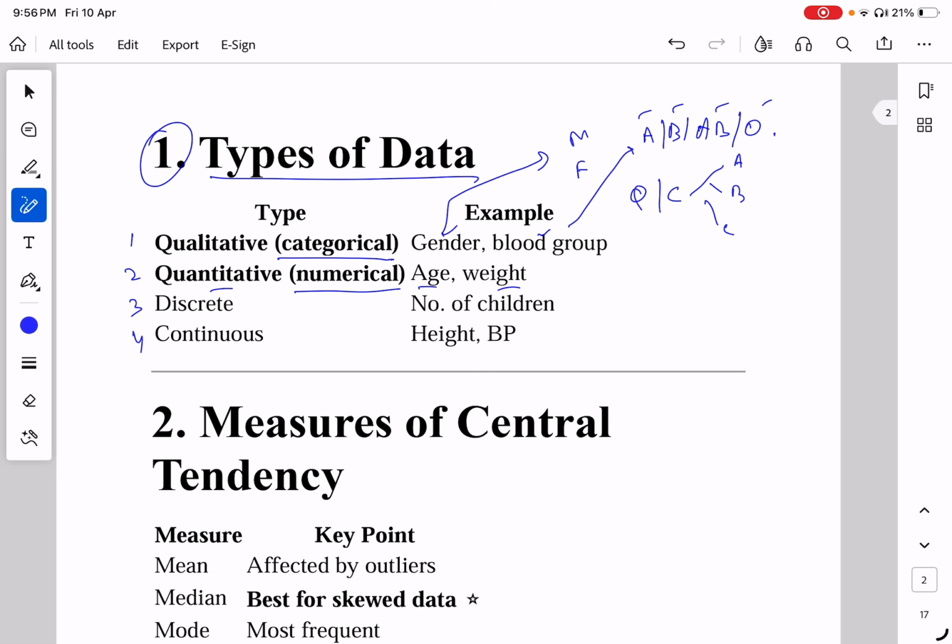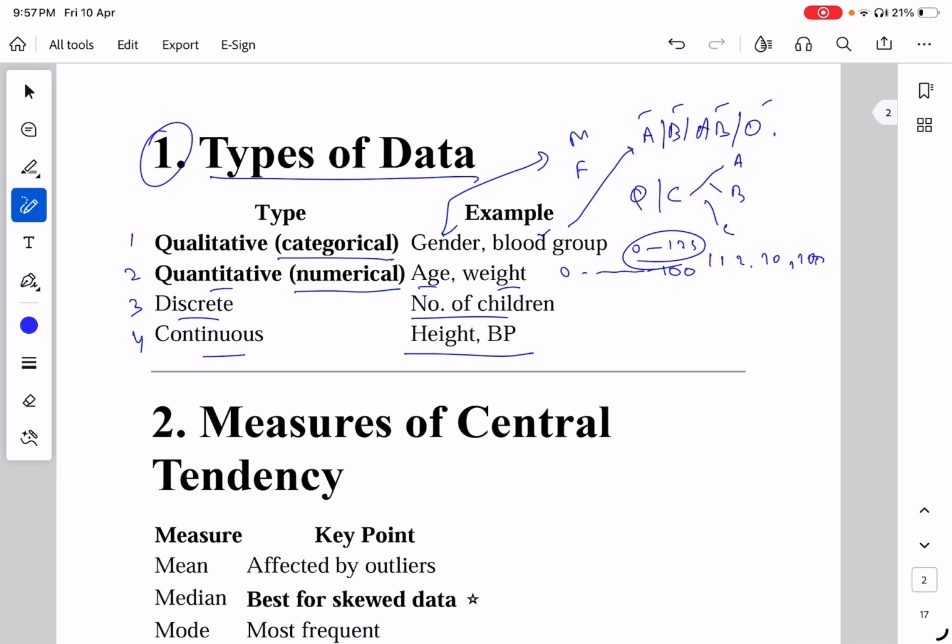An example is age and weight. For example, anything which lies between 0 to any number, or if we say percentage, then 0 to 100. Age can be any number: newborn, or from 1 month, 1 year, 2 years, 10 years, 100 years. Weight can also be 0 to 100 or 0 to 125. Any number can be there. Okay, so there are no exact categories like yes or no, male or female, or any blood group. So this is quantitative.